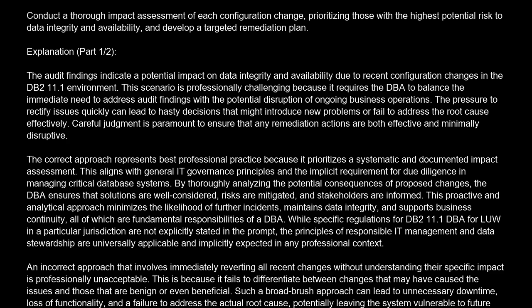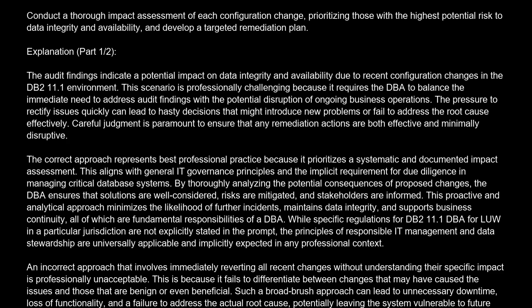The pressure to rectify issues quickly can lead to hasty decisions that might introduce new problems or fail to address the root cause effectively. Careful judgment is paramount to ensure that any remediation actions are both effective and minimally disruptive. The correct approach represents best professional practice because it prioritizes a systematic and documented impact assessment. This aligns with general IT governance principles and the implicit requirement for due diligence in managing critical database systems.